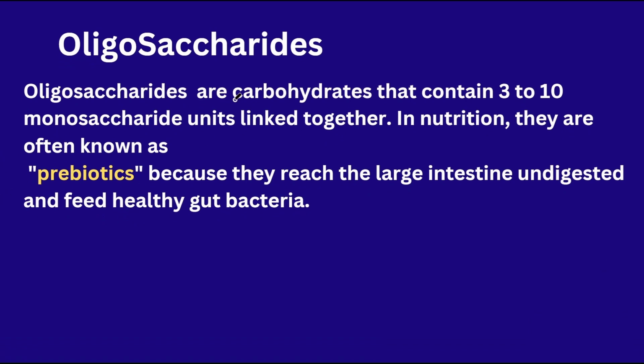Oligosaccharides. Oligosaccharides are a type of carbohydrate. They contain 3 to 10 monomeric units. These are the prebiotics, food items which are digested in our body in the presence of bacteria. These bacteria will break down these oligosaccharides and it is helpful for our human health.